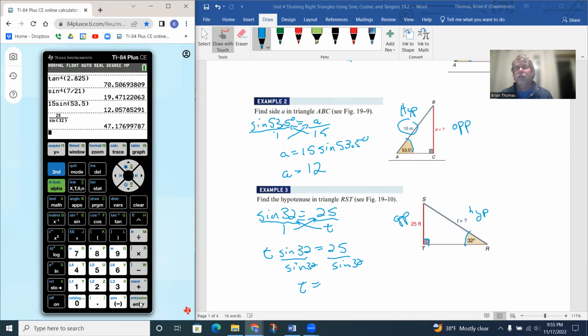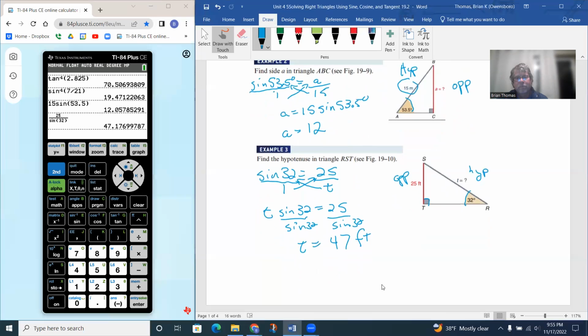So we get 47. And since the other side was 25, let's just round to the nearest whole number, and that would just be 47 feet. That makes sense, since this looks much longer than the 25, so 47 sounds reasonable. Again, the hypotenuse has to be the longer side anyway.